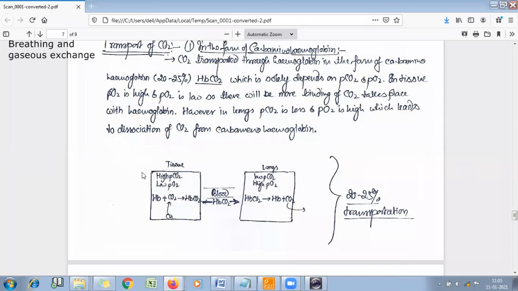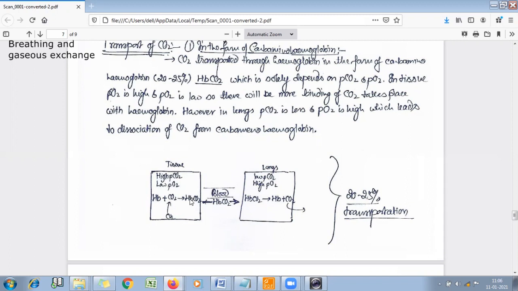In tissues, as we know, blood has to transport carbon dioxide from tissues to lungs, so hemoglobin should bind carbon dioxide. Here in tissues, oxygen has been consumed for the oxidation of food. So the partial pressure of oxygen will be low and the partial pressure of carbon dioxide will be high. This condition promotes binding of hemoglobin with carbon dioxide and it forms carbaminohemoglobin.